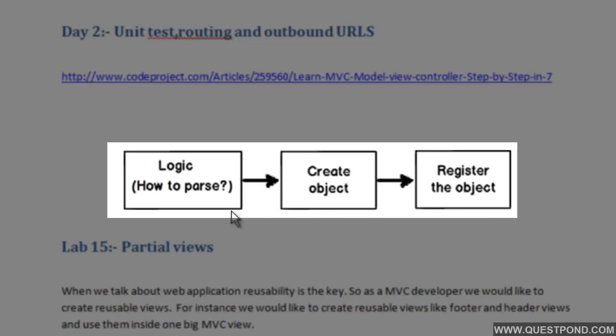Once you're done with this step, the second thing is we need to create the object of this class file, and the third step is we need to register this object in the MVC view collection. So in order to create your own view engine, it's a three-step process. The first thing is you write the logic of how exactly your commands are going to be parsed. Second, you create the object of that logic, and then finally you register that object in the MVC view collection.